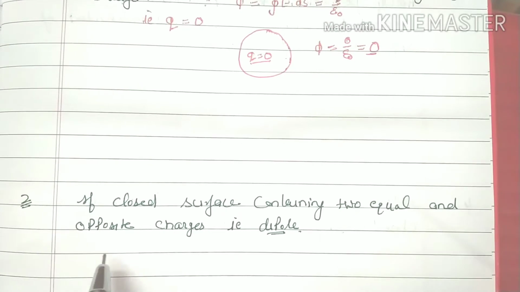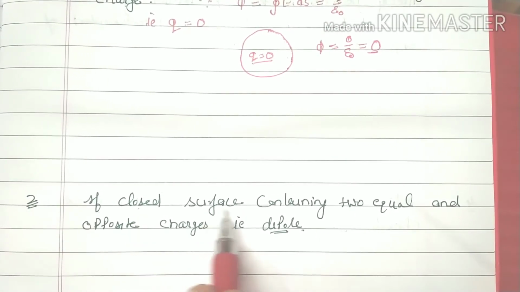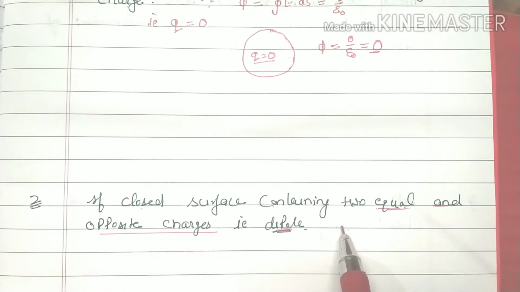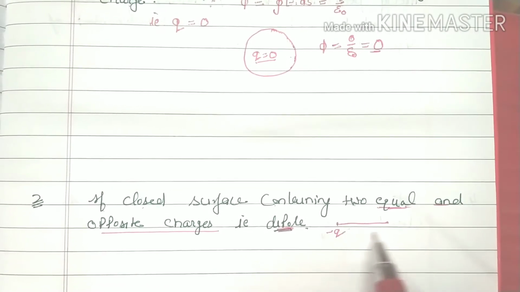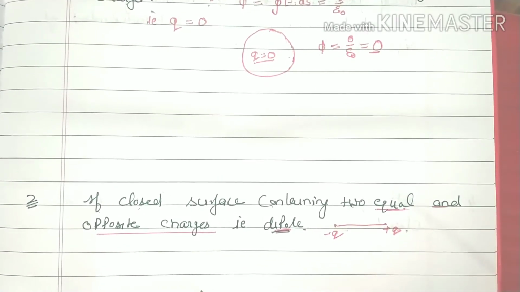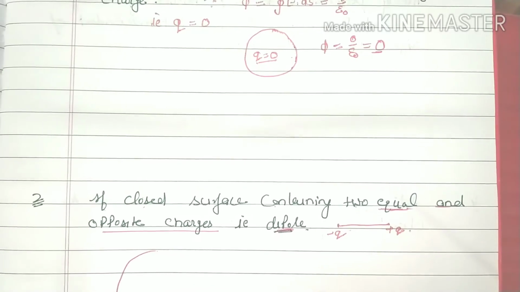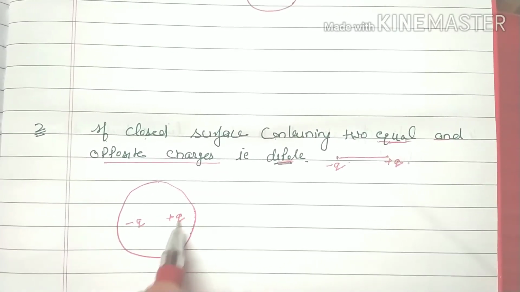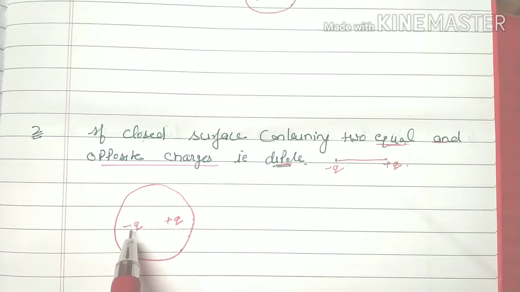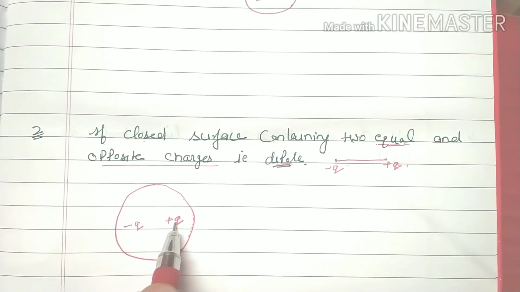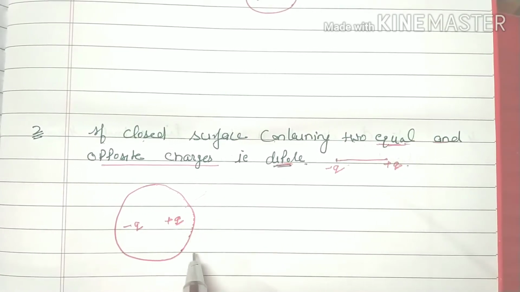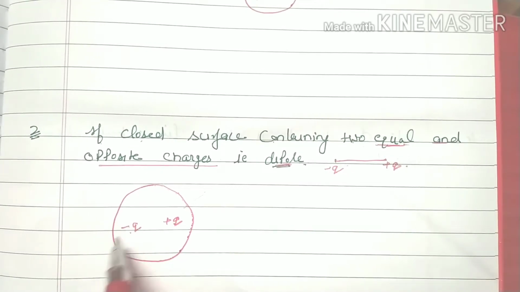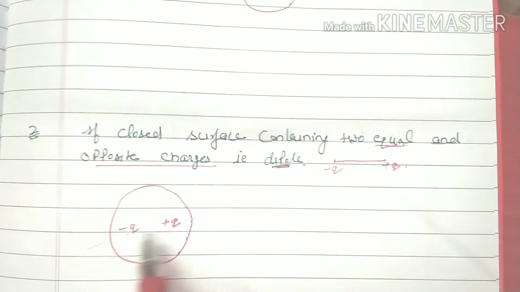Come to the second case. Special case second is if a closed surface contains two equal and opposite charges, that is a dipole. You know that a dipole is a system of two equal and opposite charges, a minus Q charge and a plus Q charge. Let us suppose we have a closed surface enclosing these two charges. Due to the positive charge, electric field lines will go out from this closed surface, and due to the negative charge, electric field lines will converge and terminate at this negative charge.